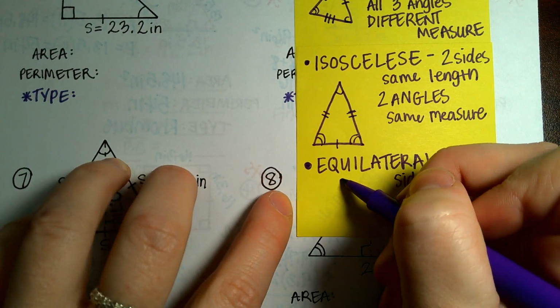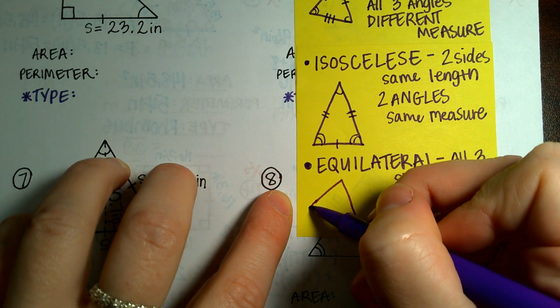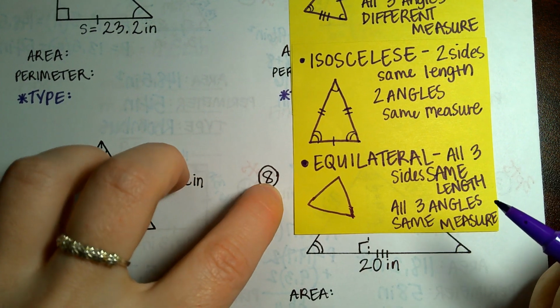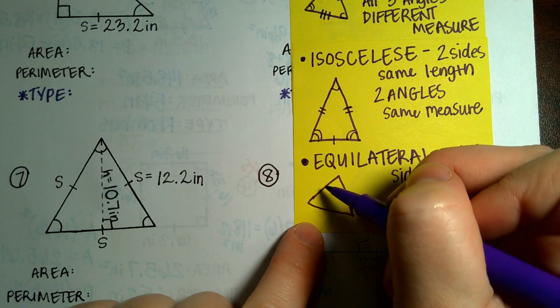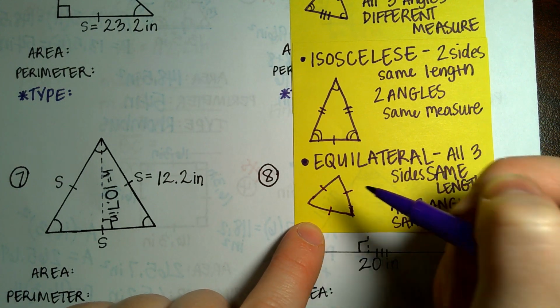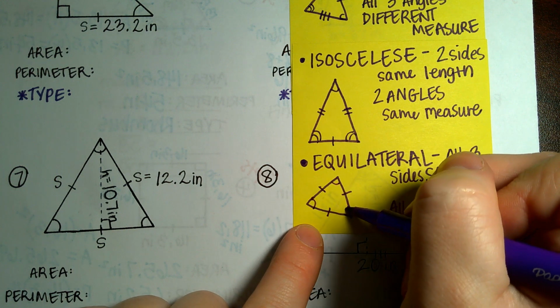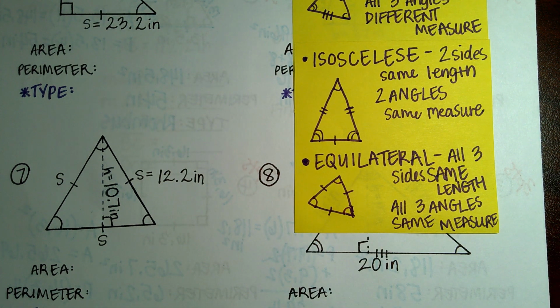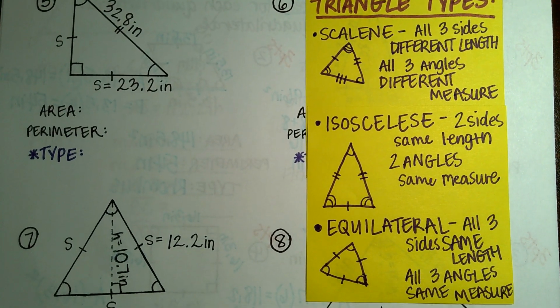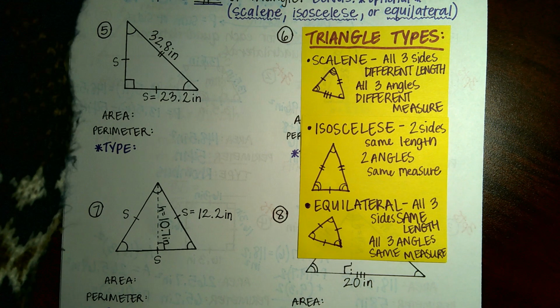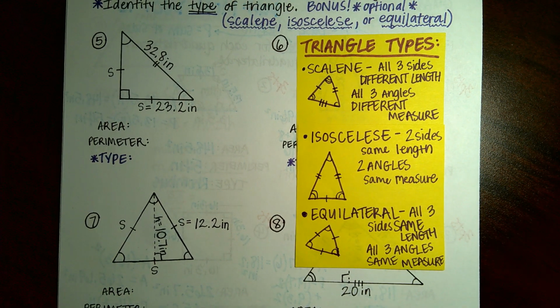So draw an equilateral triangle. Our sides are all going to have just one tick mark. And our angles are all just going to have one arc since they're all the same. So there's our three triangle types. And once we have those ready, we'll start looking at these problems as well.